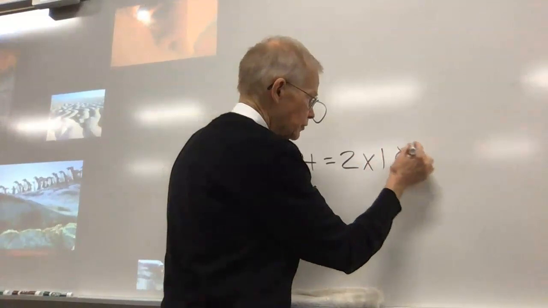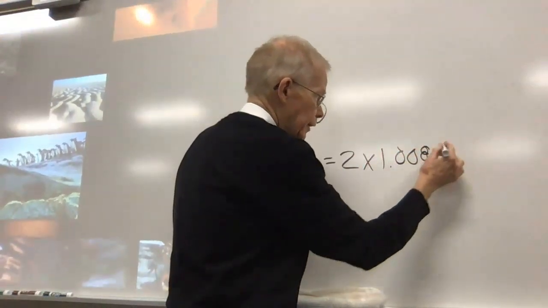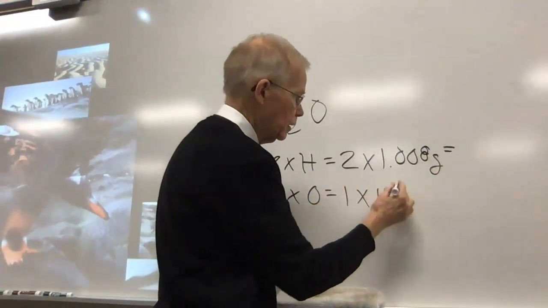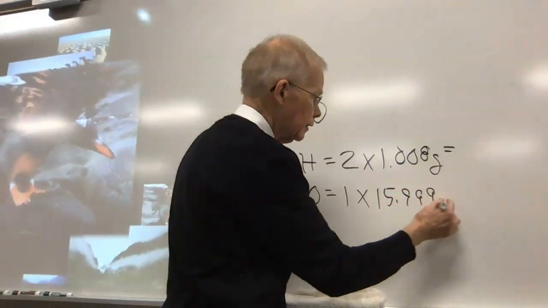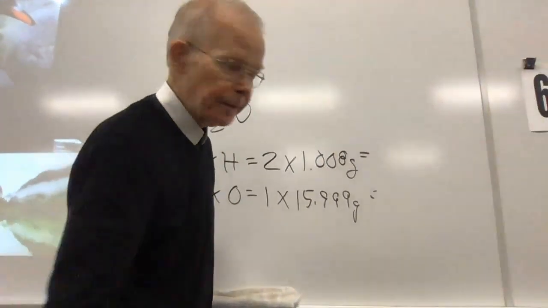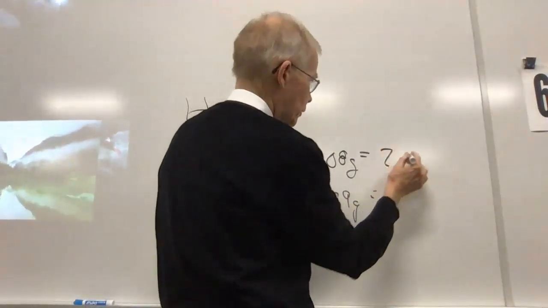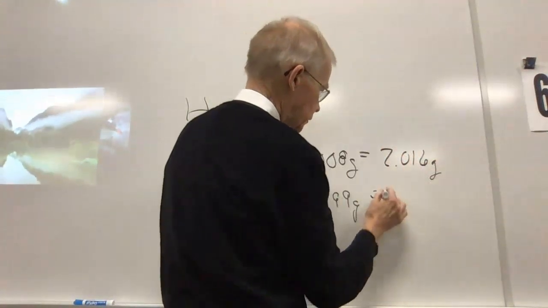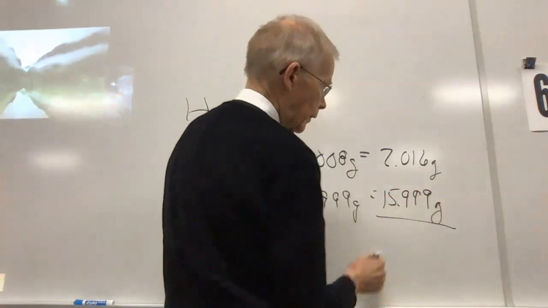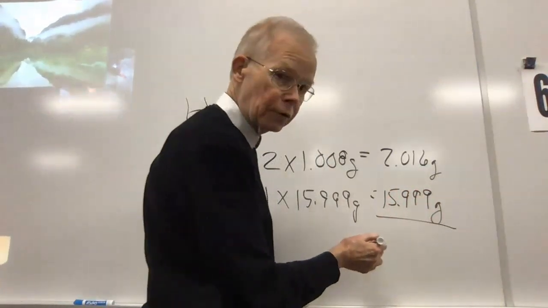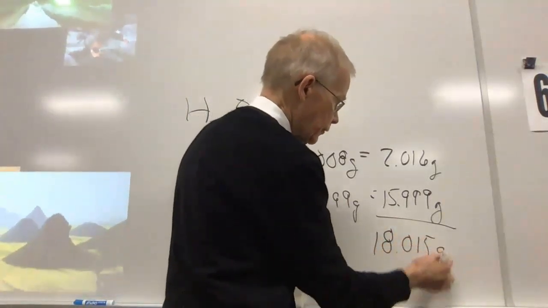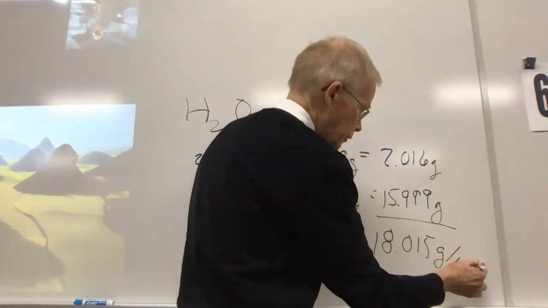2 times 1.008 grams. And then oxygen, 1 times 15.999. I'll multiply these through. This will be 2.016 grams, and this will still be 15.999 grams. And then I'll add them together. The total will give me 18.015 grams. That's what a mole of water would weigh.